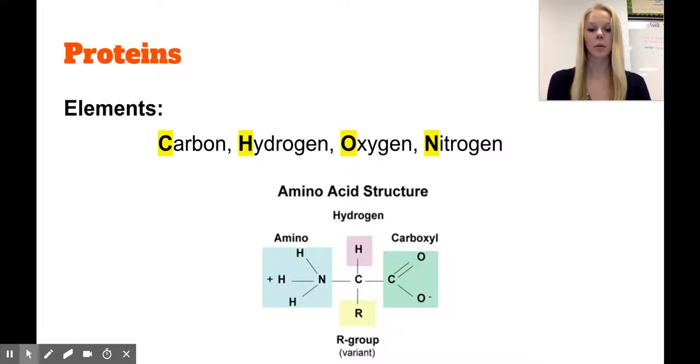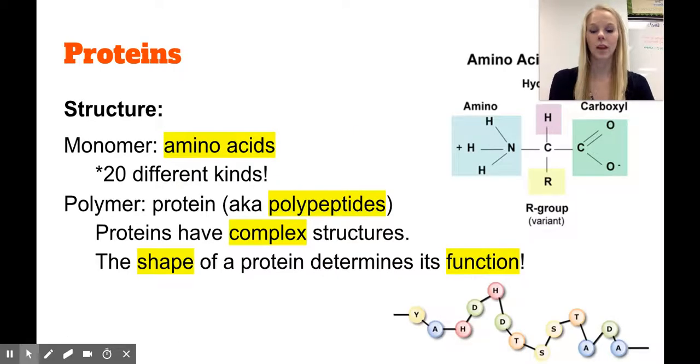Proteins are composed of carbon, hydrogen, and oxygen as well, but they also have nitrogen. This is where that CHON comes from in our phrase CHO, CHO, CHON, CHOMP. Monomers of proteins are called amino acids. There are 20 different kinds of amino acids, and we will learn about them later when we learn about protein synthesis. Amino acids link together to form polypeptides, and proteins can be made of one or more polypeptides.